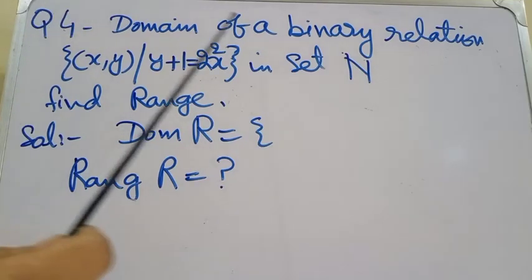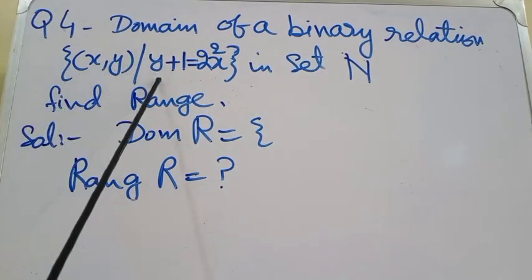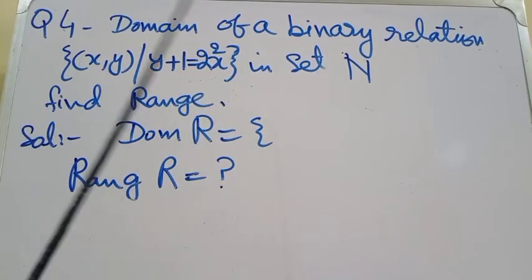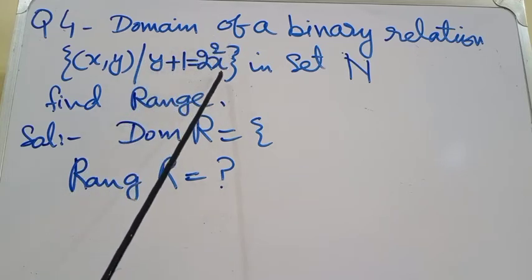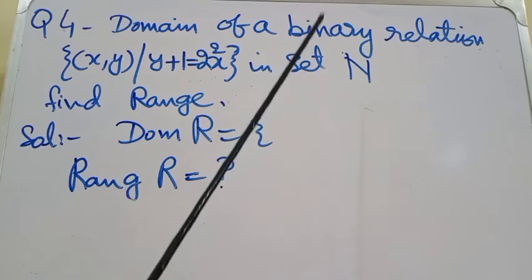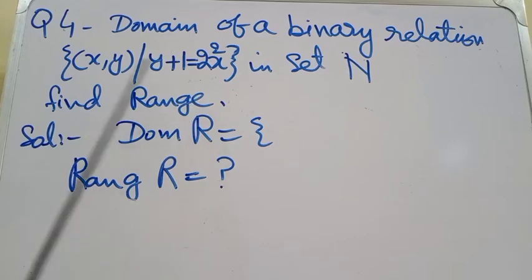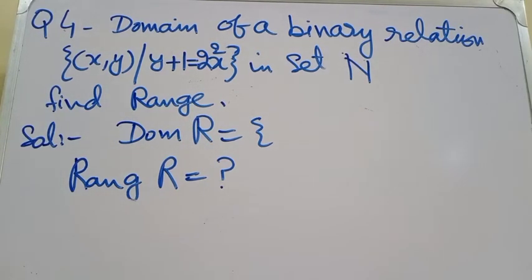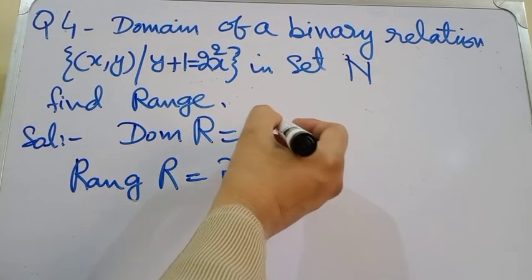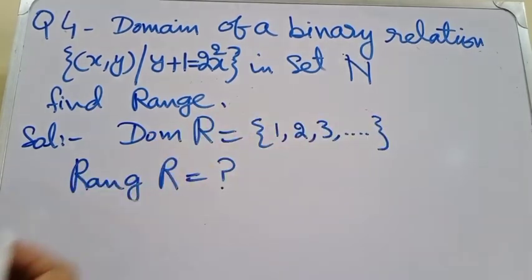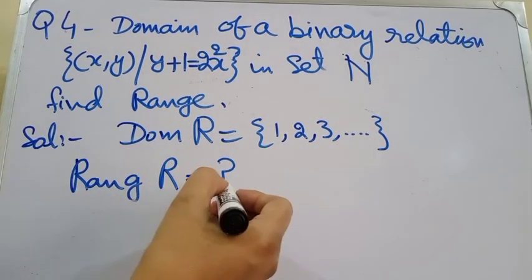Question number 4. Domain of a binary relation (x, y) such that y plus 1 is equal to 2x square in set N. Find the range. We have the condition y plus 1 is equal to 2x square and its domain is set N. This is an infinite set. We have to find the range. Solution: domain of R is equal to 1, 2, 3 and so on.